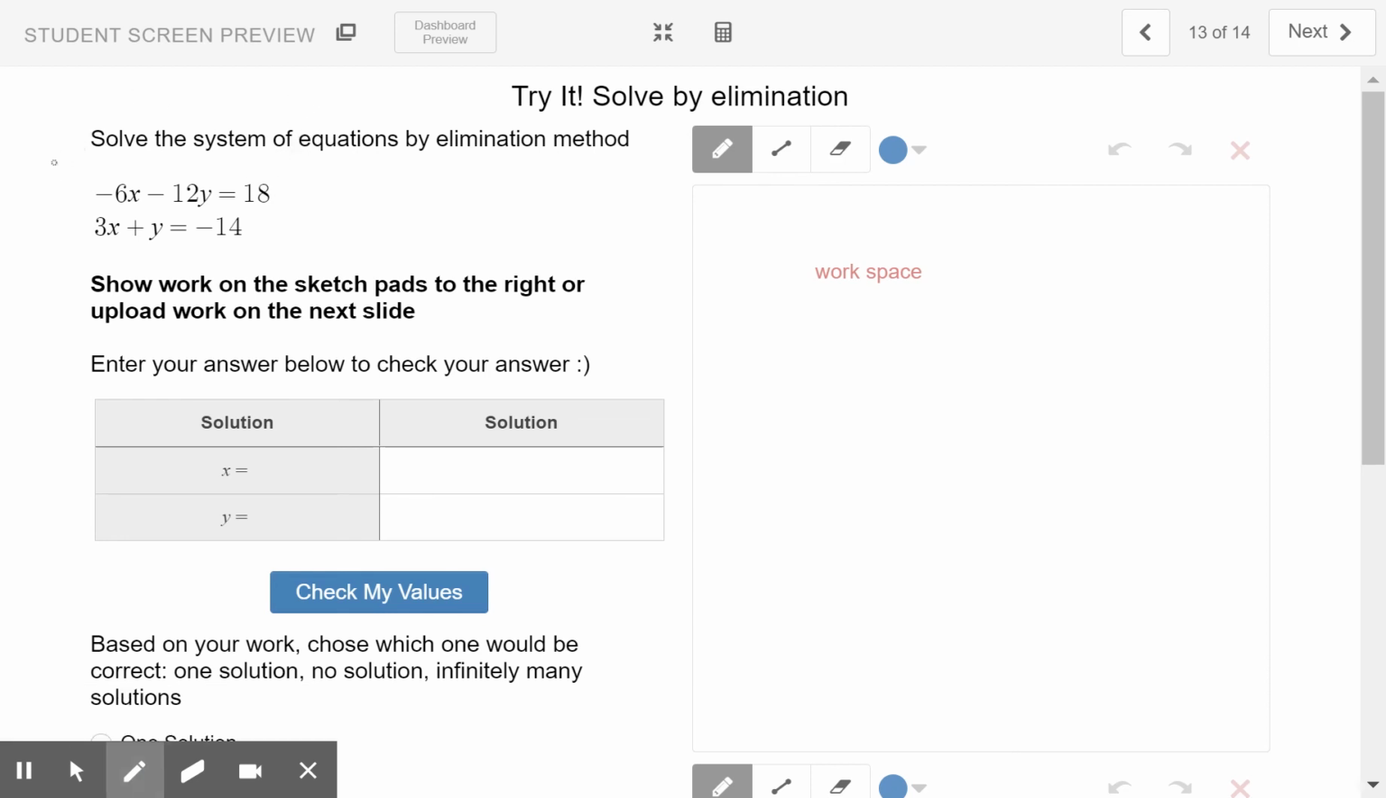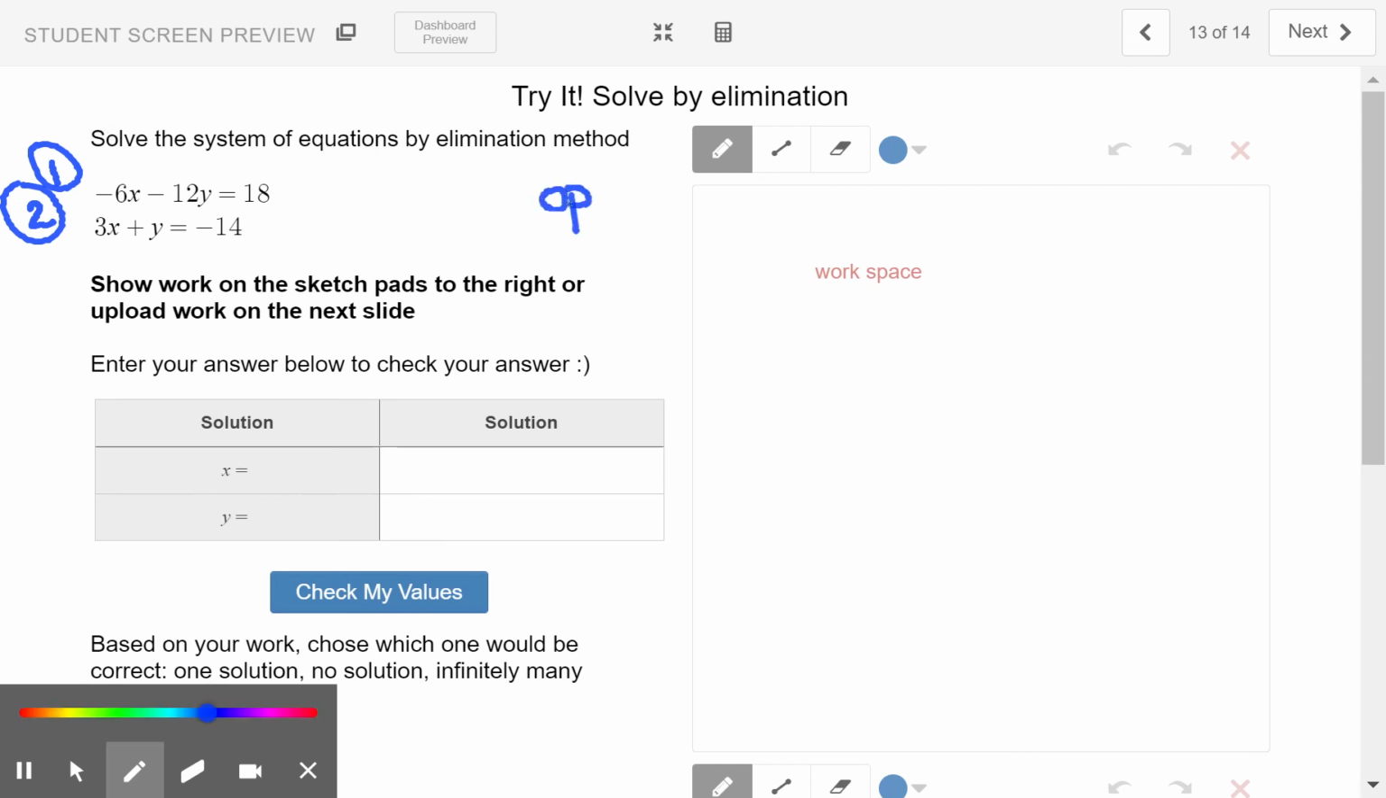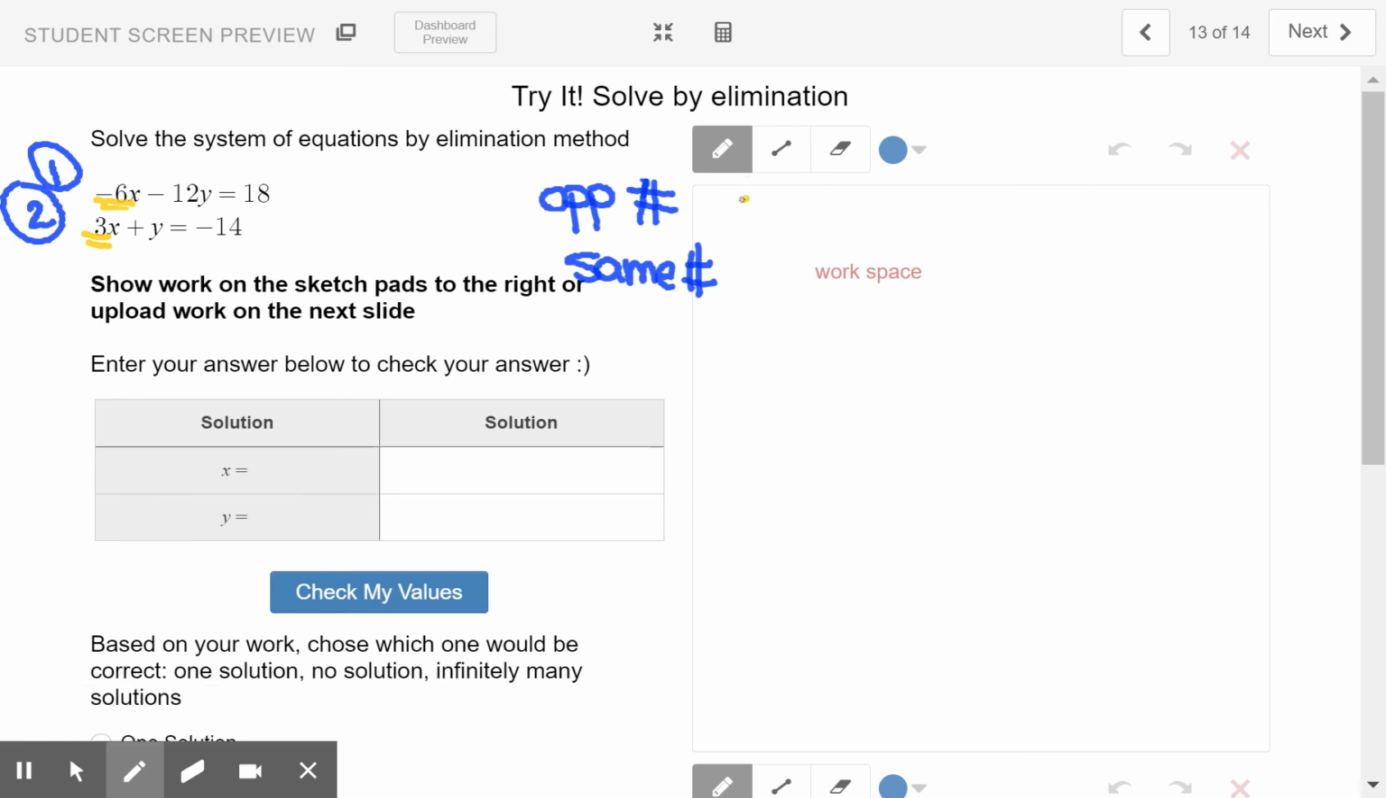All right, so we have our first equation and our second equation. So once again, opposite number, same number. So we're looking at these first coefficients. The opposite of a positive 3 is a negative 3. And then the same would be negative 6. So keep one the same and one opposite. Then rewrite the equation.